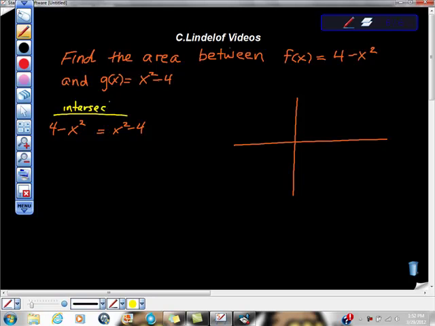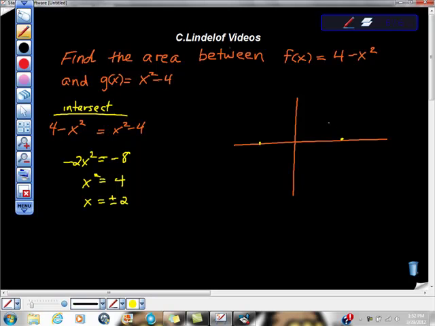So I'm going to just move stuff over and end up with, what do we end up with here? Negative 2x squared equals negative 8. I'm not going to go through all that algebra with you. X squared is equal to 4. X is equal to plus or minus 2. Right? So they intersect here and here, and they look like this.